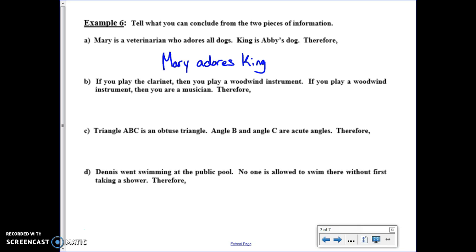All right, if you play the clarinet, then you play a woodwind instrument. If you play a woodwind instrument, then you are a musician. Okay, so we're going to kind of skip around here. If you play the clarinet, you play a woodwind instrument. You play a woodwind instrument, you're a musician. So if you play the clarinet, then you are a musician.